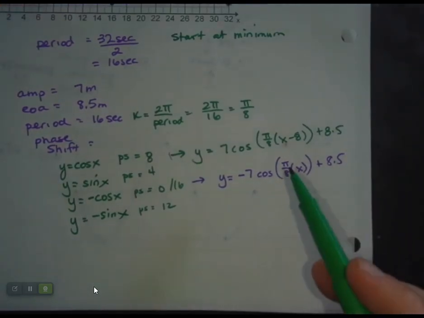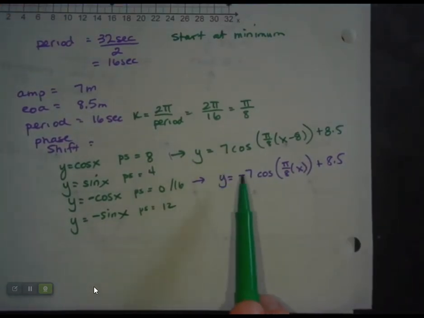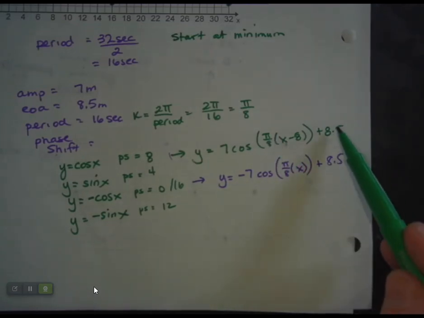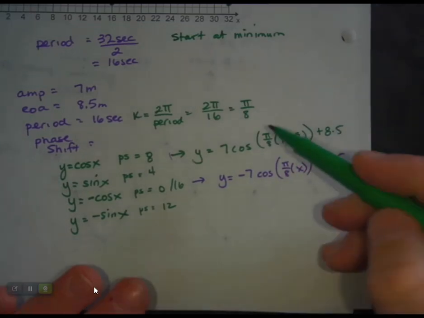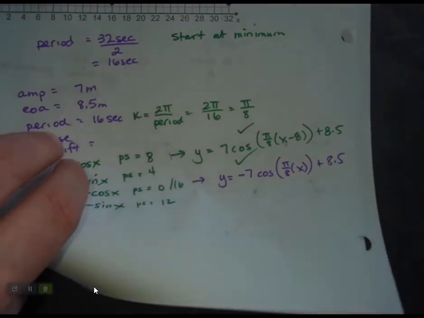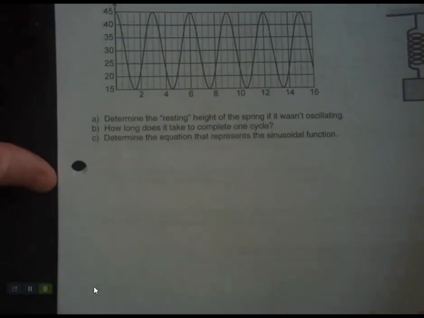And hopefully you've learned along the way that the amplitude doesn't change, the period doesn't change, the K value doesn't change, and the equation of axis doesn't change. Both are perfectly fine. So many different answers. All right.